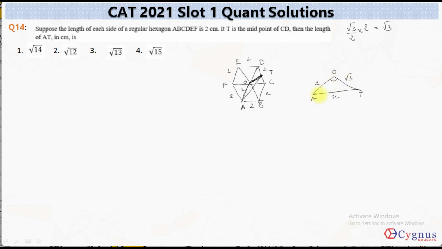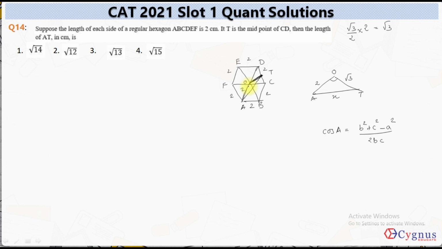Can we find this angle? Because if we get these 2 sides and this angle, we can easily apply the cosine formula. What is the cosine formula? Can we write it like this? Cos A is equal to b square plus c square minus a square by 2bc. I know 2 of the sides and the included angle between them.